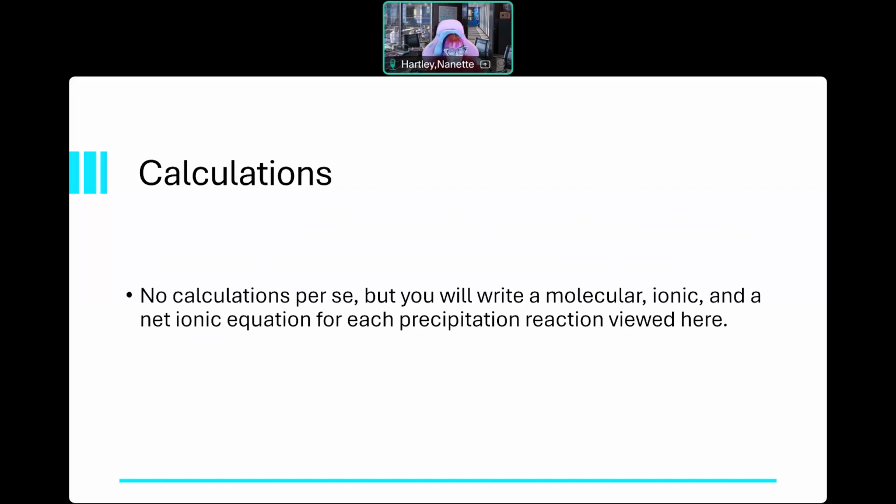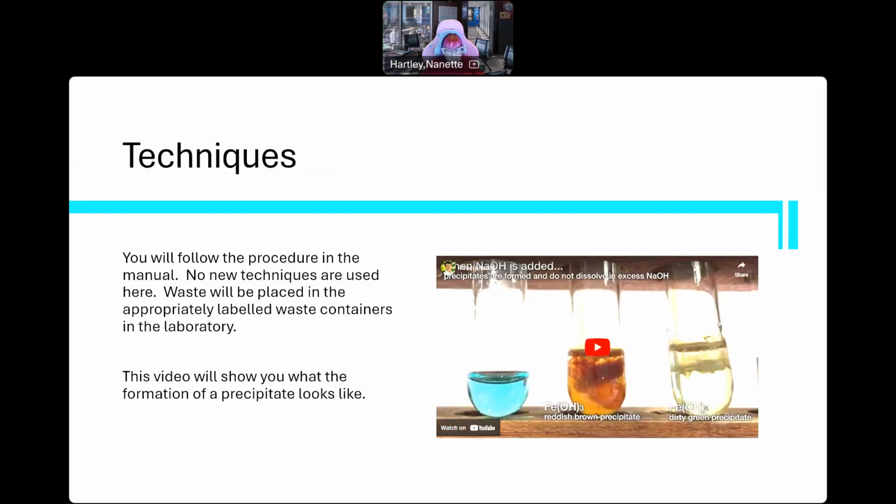Okay, now since this is just going to be mixing solutions together, there are no real new techniques that we have to deal with. But what you're going to be doing is mixing those solutions in test tubes. So we wanted to show you what that was going to look like, because we don't always form what you might be expecting. We often get people who think that we're going to make a solid and it's not going to look like the liquids that we started with.